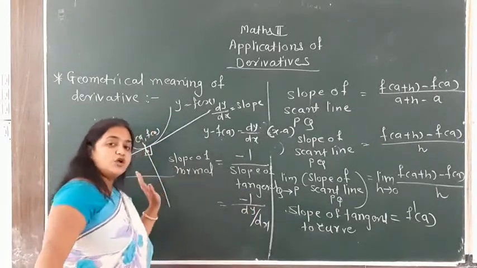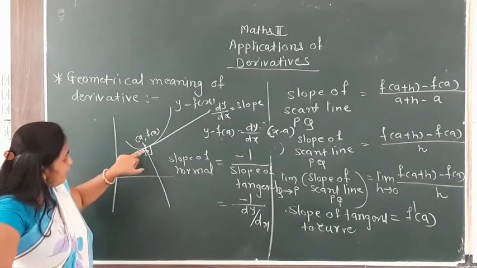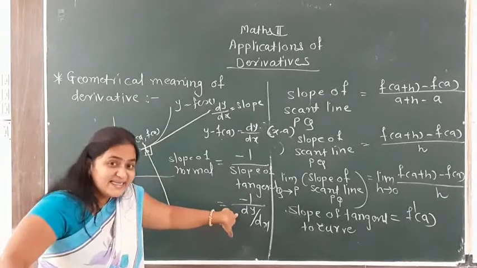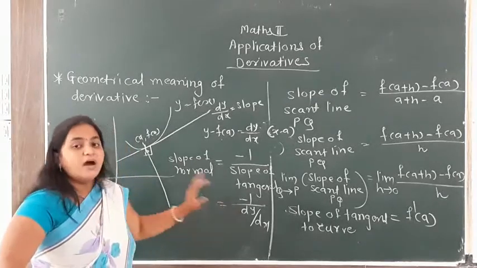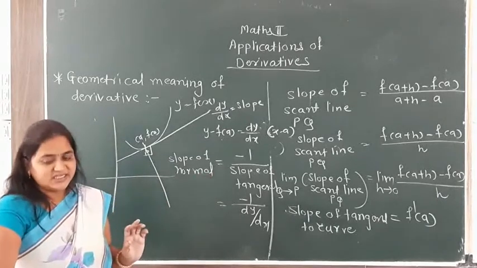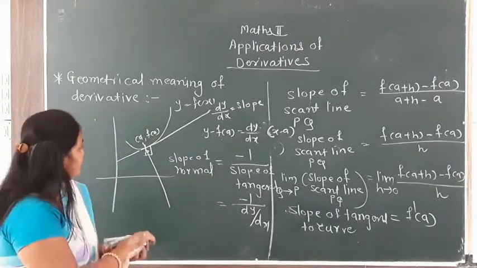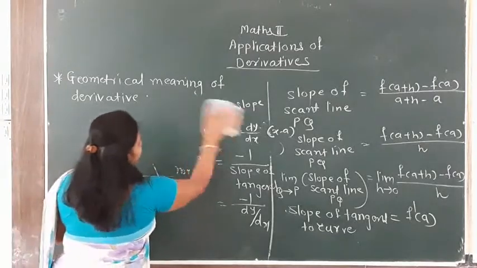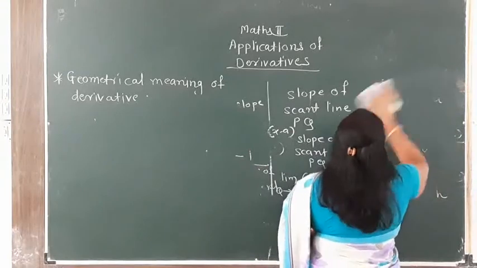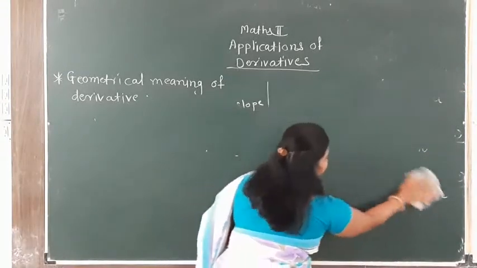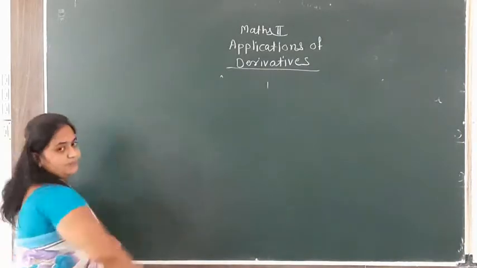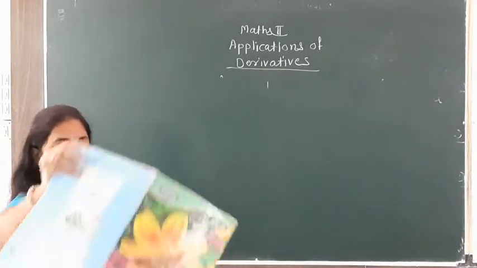Again, we find the equation of the normal. How to find it? We know a point, which is a comma f of a, and we know the slope, which is minus 1 upon dy by dx. Again, we can use the slope-point formula to find the equation of the normal. Now with this concept, we can solve some examples: find the equation of tangent and the equation of normal, which carries 2 to 3 marks in the board exam.